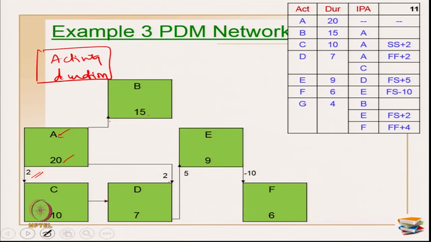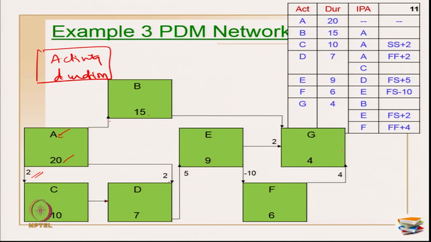Then I have activity F. Activity F is primarily finish-start with E, but with a lead of 10. Then I have activity G, default finish-start with B, then finish-start with E with a lag of 2, and finish with F with a lag of 4. So this is how I have to represent my network.